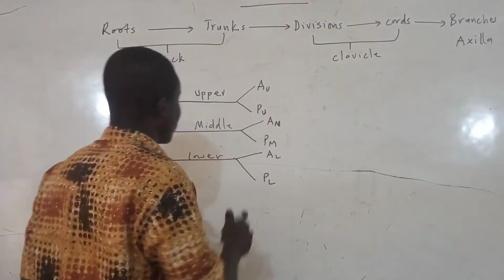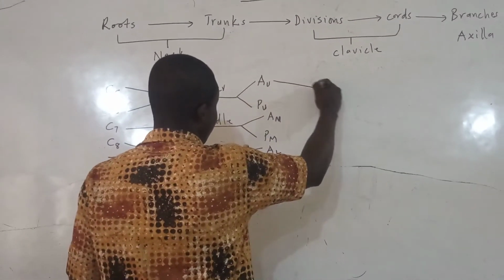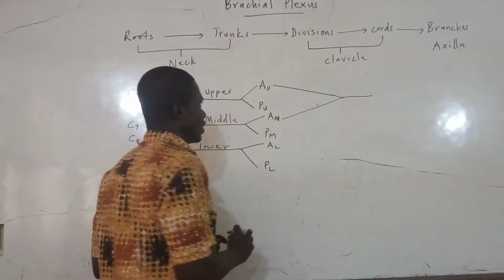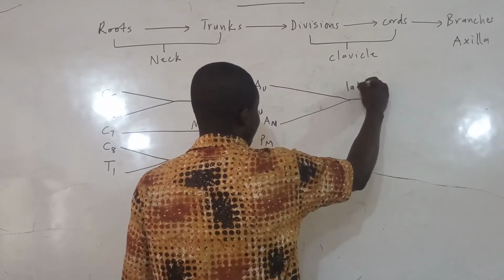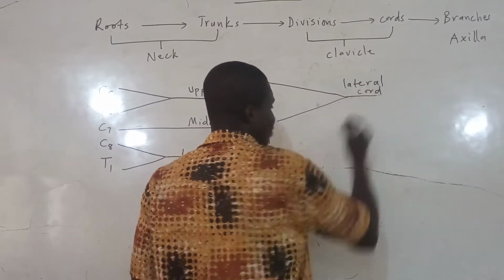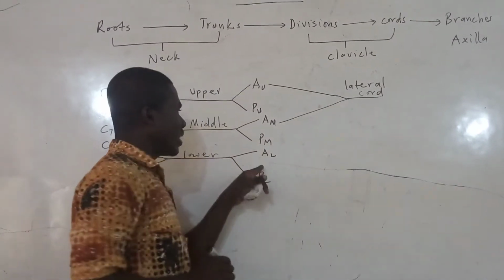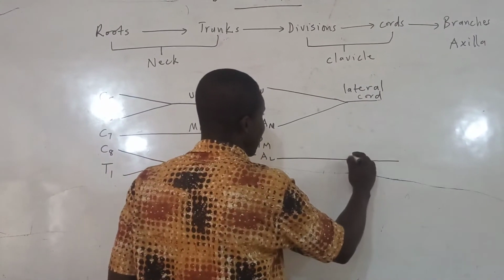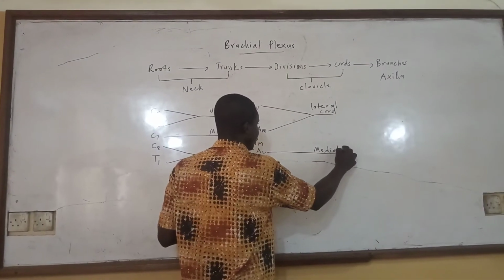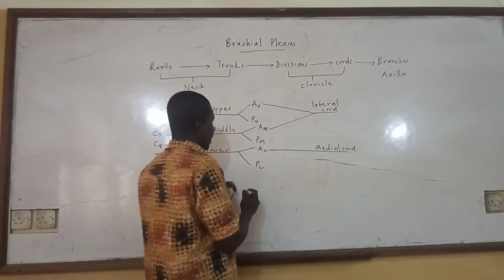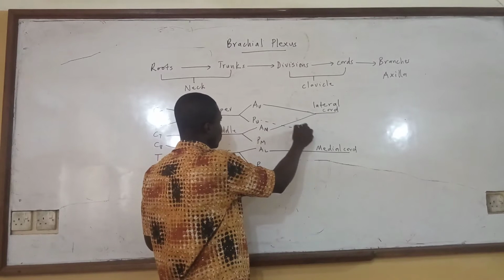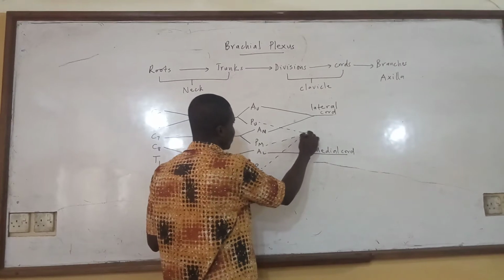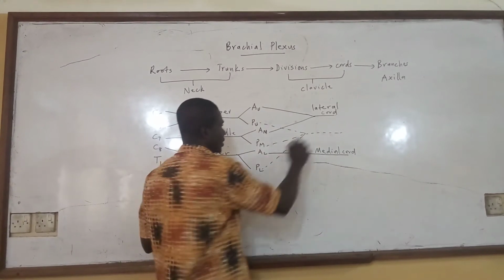Now, in formation of the cords, the anterior division of upper trunk as well as the anterior division of middle trunk will unite. Okay, they will unite to form what we call the lateral cord. Now we are still left with another anterior division. This anterior division of the lower trunk stays alone and becomes the medial cord. Now we are left with the posterior divisions of all these. So the posterior division of upper trunk, posterior division of middle trunk, as well as posterior division of lower trunk will give us the posterior cord.